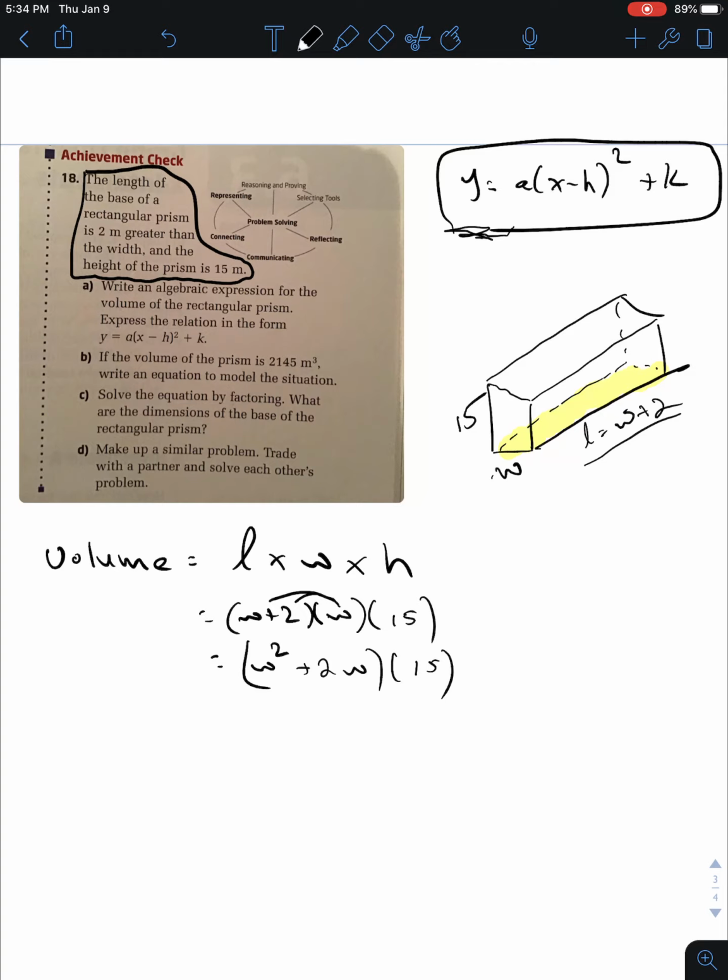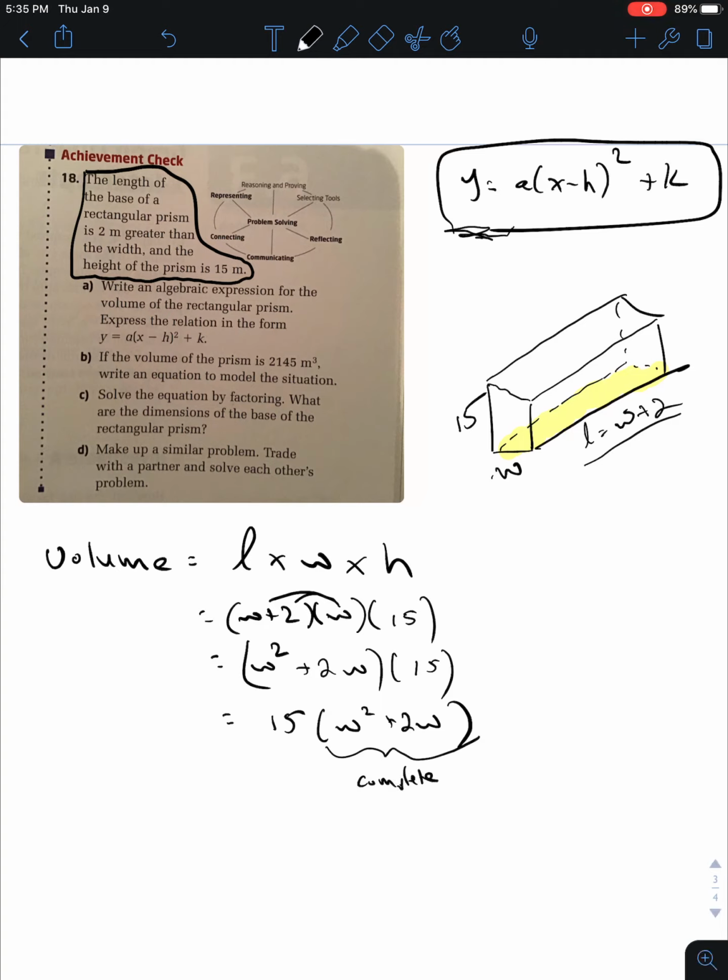Factor it or complete the square. I'm going to have to complete the square, right? If I multiply the 15 into there, I'm just going to have to factor it out again because the A value has to be 1. So why don't I just write it like this and leave it W squared plus 2W, and now I just complete the square on this piece here, right?